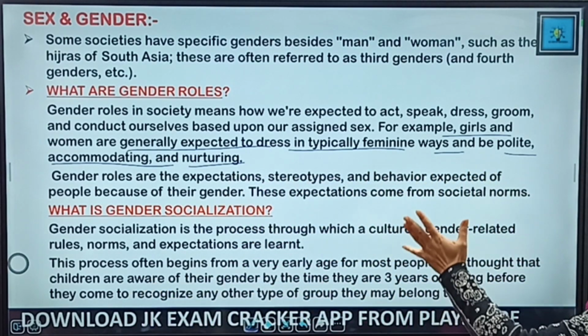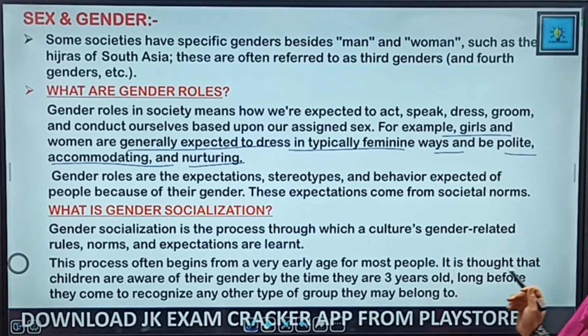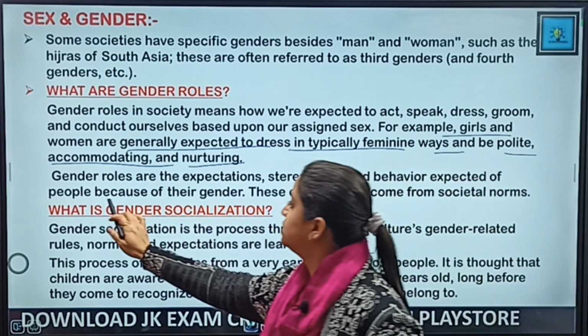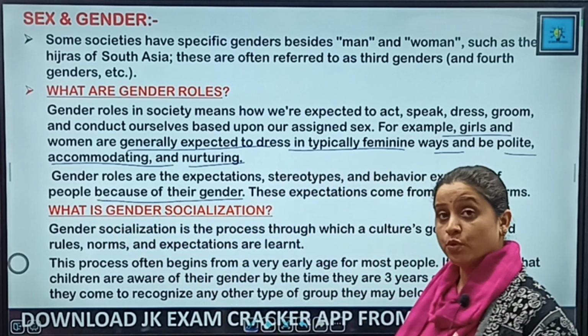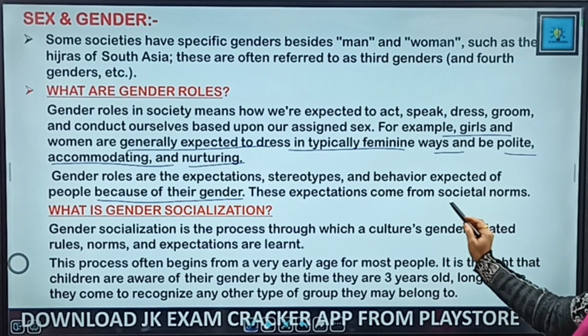So gender roles are the expectations, stereotypes and behaviors which are expected of people because of their gender. Because of their gender, how we are supposed or expected to behave. They are the gender roles. और ये gender roles they come out from the social norms.